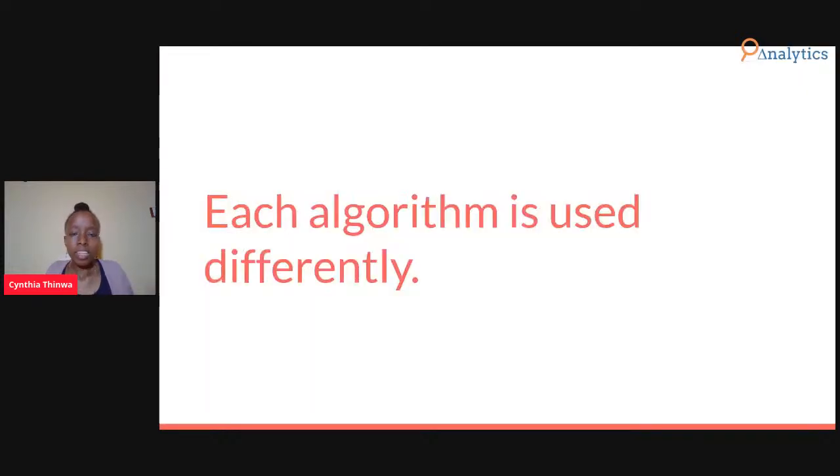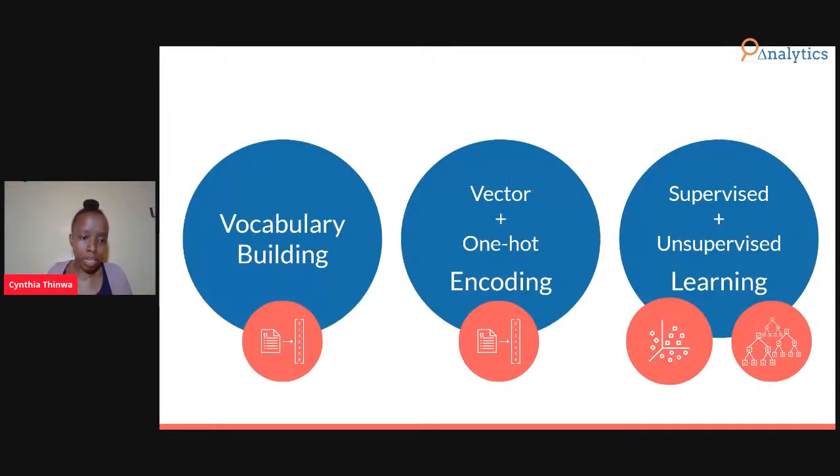And you'll find that each of the 3 algorithms I just introduced you to are used differently. If we look at the strategies we had, remember the vocabulary building, the encoding, and the machine learning, we'll find that the doc2vec algorithm is instrumental for the first and the second strategy. For the third strategy, we have the k-means algorithm and the XGBoost algorithm.